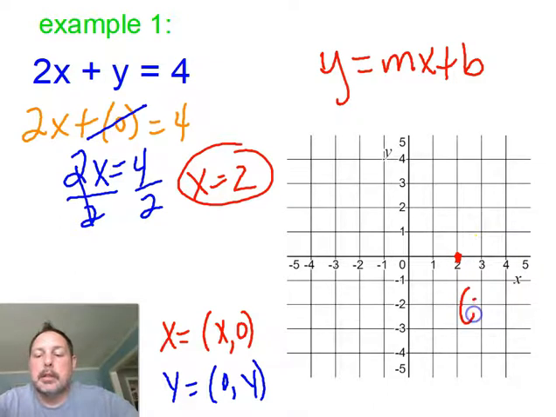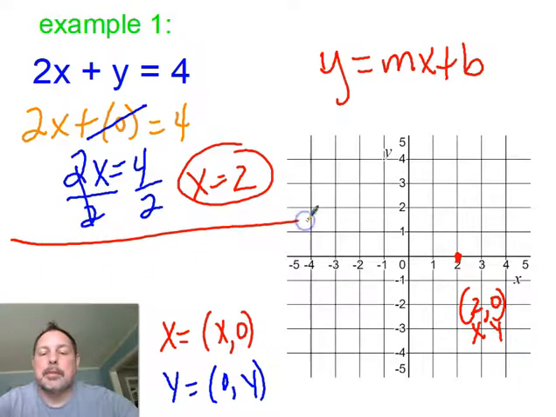And if you wanted to, you could label that point 2, 0. You see how I have an x value and my y value is 0, my x value is 2. So we have our x-intercept as 2. But let's find the y-intercept.